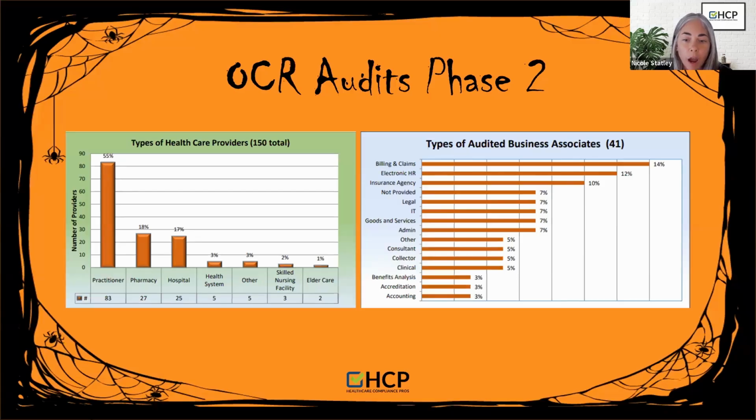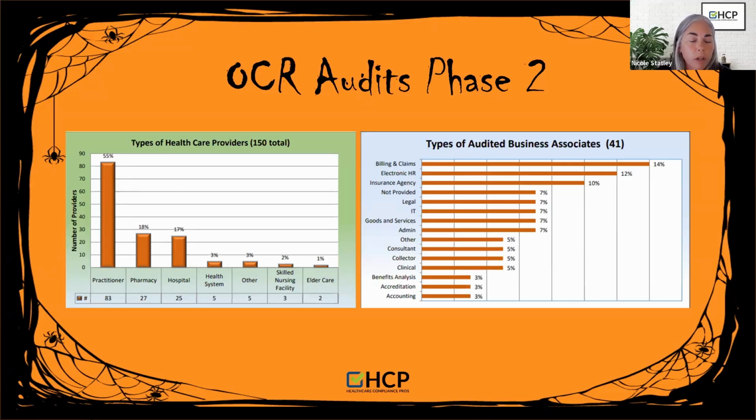So I'm going to talk a little bit about phase 2 today. Phase 2 did happen in 2016, and the report was available in 2020. Even though the report is now 5 years old, and I'll talk about that a little bit later, I think it's important to see who the OCR is looking at when they decide to do one of these audits that are part of their phased audits required by HITECH, who are they going after? I think it's really interesting if you look under the healthcare providers.